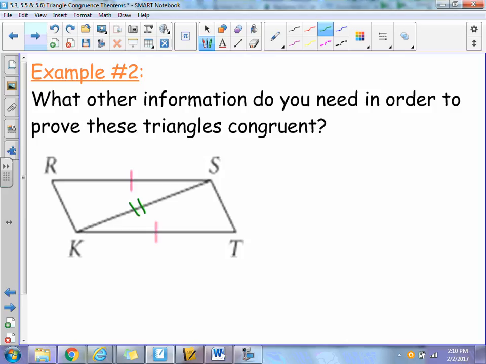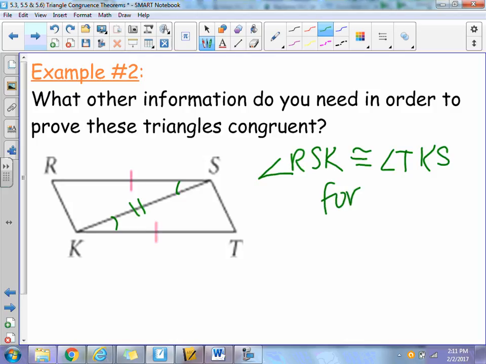Now, there's nothing else I can mark in there, but what one thing could I mark to make them congruent? An angle. Which angles, Yusef? Okay, this would work. If I marked it, and now there's two of those, so I have to use 3 letters. Angle RSK congruent to angle TKS, right? Then how would the triangles themselves be congruent? Which one of those 5? Side angle side. Good.